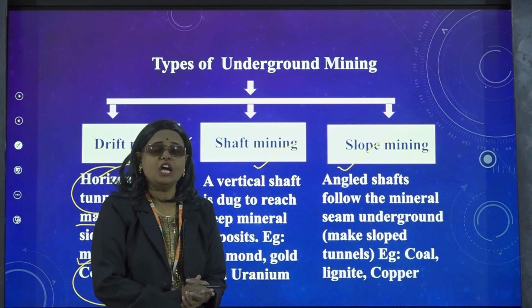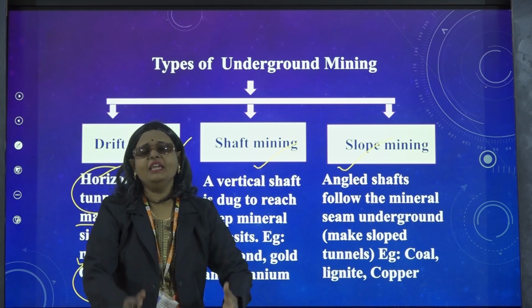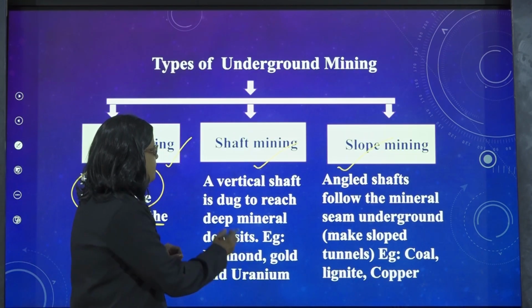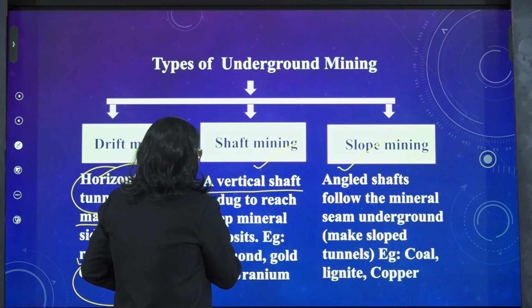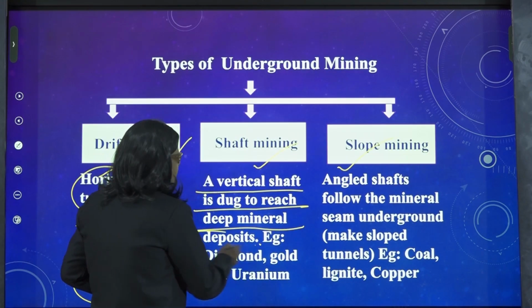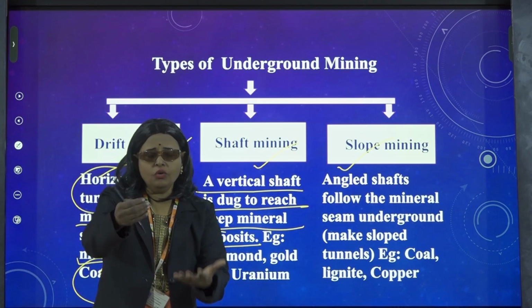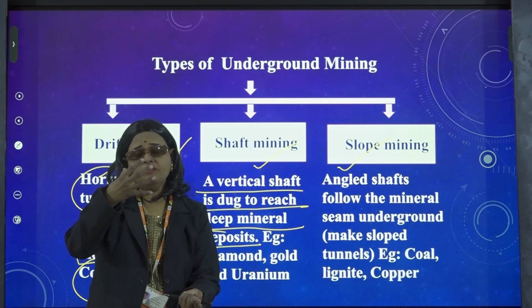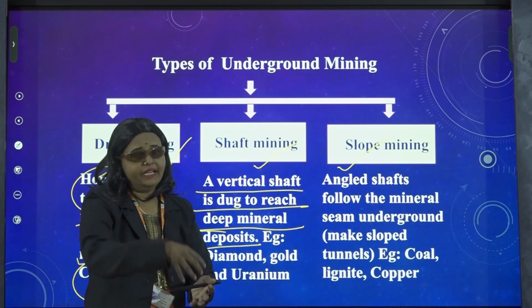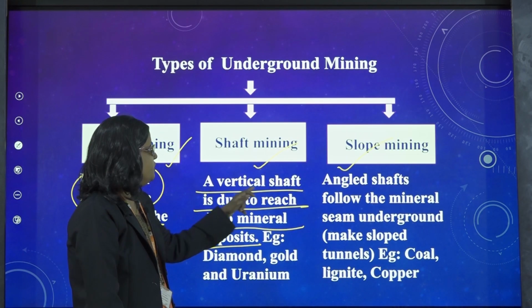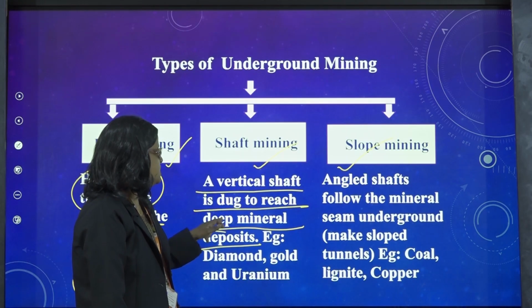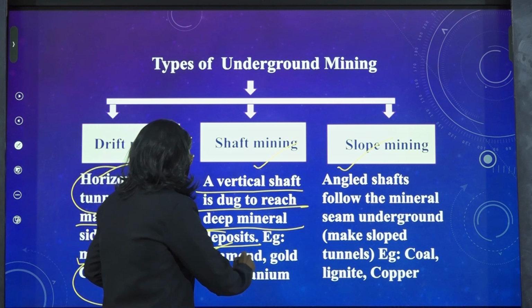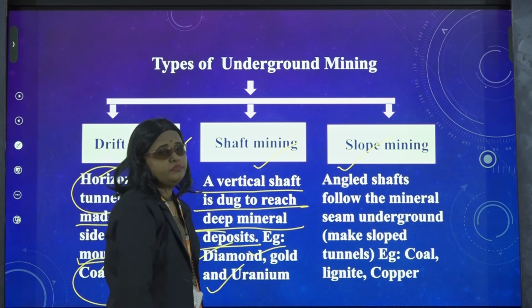Now you can see shaft mining. What is a shaft? A shaft is a large sphere-like equipment. Here vertical shafts are dug to reach deep mineral deposits. If the ore is very deep inside, then they will dig vertical shafts. A vertical shaft is dug to reach deep mineral deposits. Examples: diamond, gold and uranium.